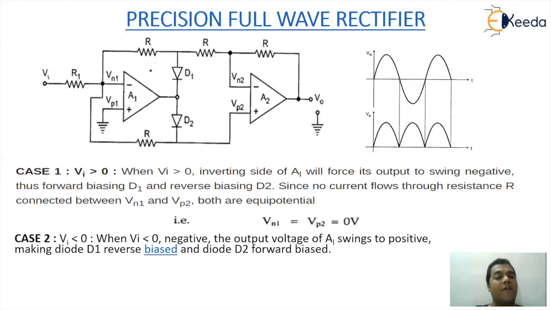two positive half cycles. So this is the basic concept of using a full wave rectifier, where we are able to rectify the cycles, the positive half cycle as well as the negative half cycle. So this is the way we are developing precision rectifier circuitries using a combination of operational amplifiers and diodes.